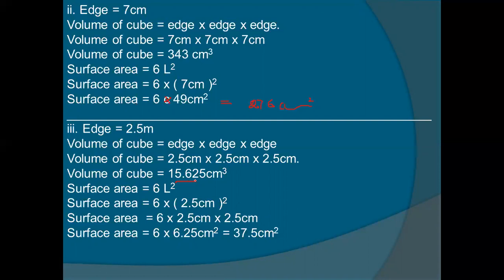This is the volume of the cube. And a cube is a geometrical figure having the same values of length, breadth and height. Now surface area is equal to 6L square. Now here the value of L is 2.5 centimeter whole square. 2.5 centimeter whole square means that you have to multiply 2.5 by 2.5, 2 times. And the whole result after the multiplication will be equal to 37.5 square centimeter.